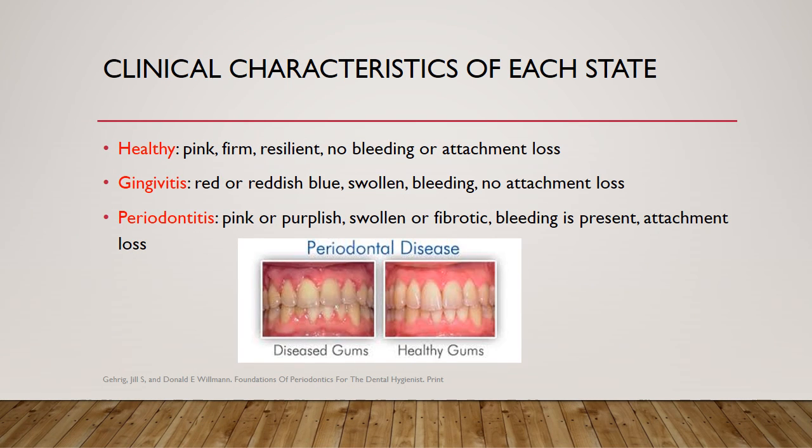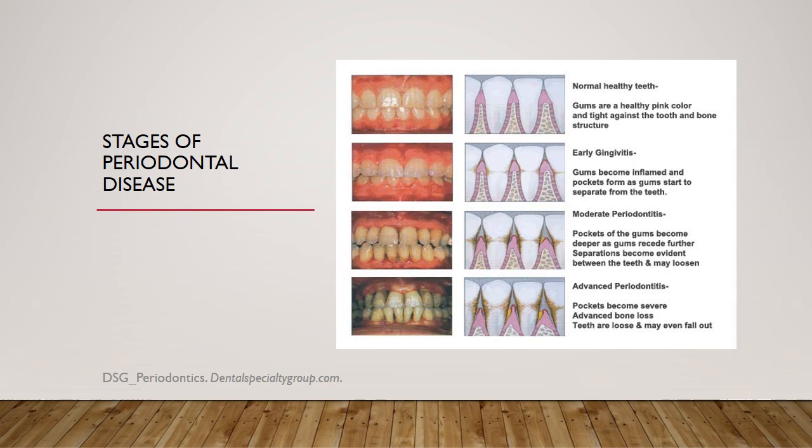Clinical characteristics are as follows. In a healthy periodontium, the gums are pink, firm, resilient, and there are no signs of bleeding or attachment loss. This is shown in the picture to your right. In gingivitis, the gums are red, swollen, and there is bleeding present. And in periodontitis, the gums can be either pink or purplish, swollen or fibrotic, and bleeding is present along with attachment loss. I really liked this image because it shows the stages of periodontal disease starting from health, advancing all the way to advanced periodontitis.